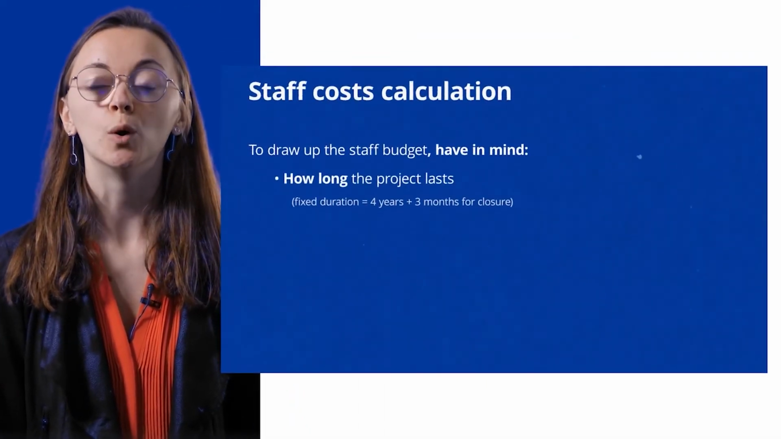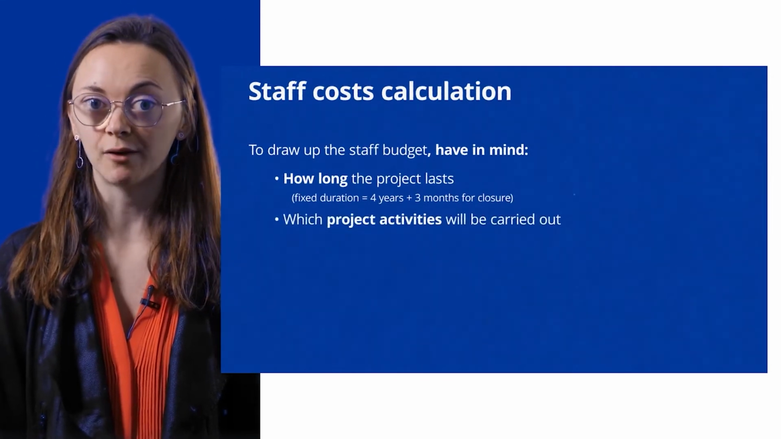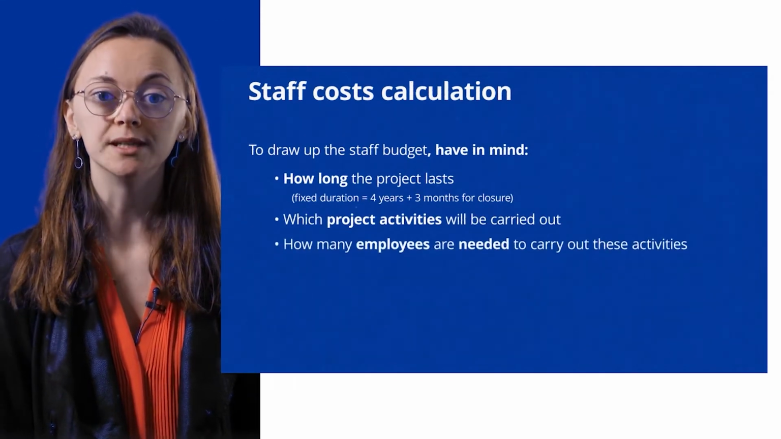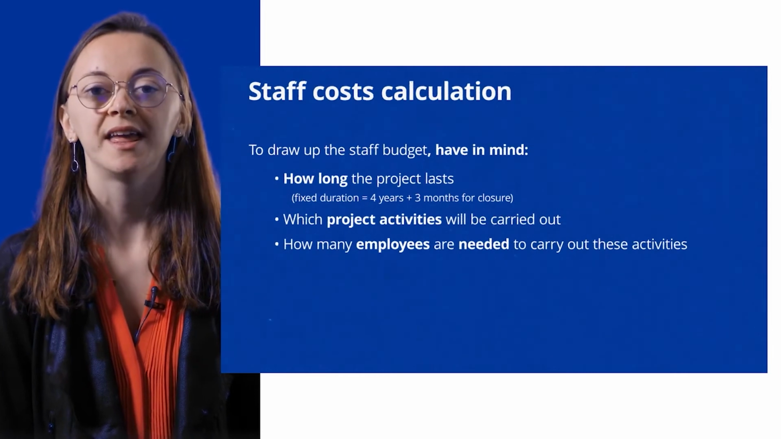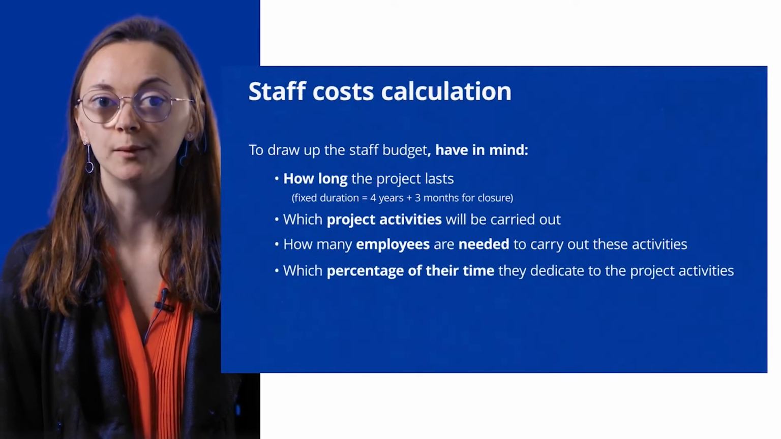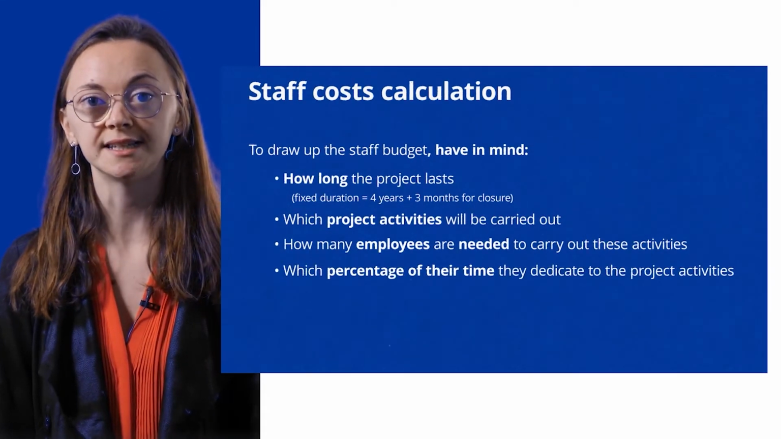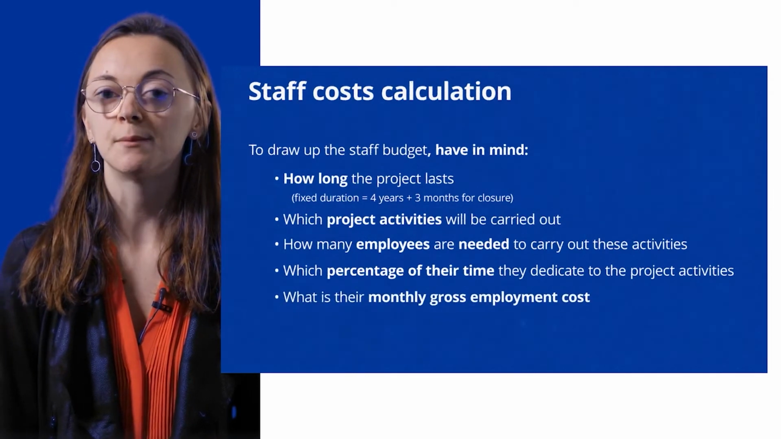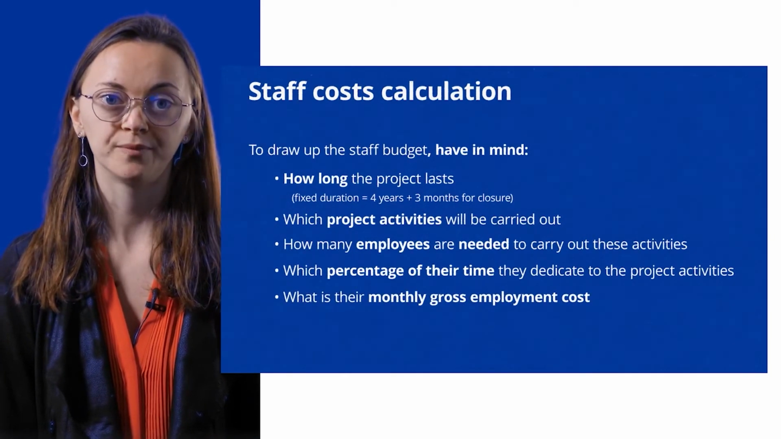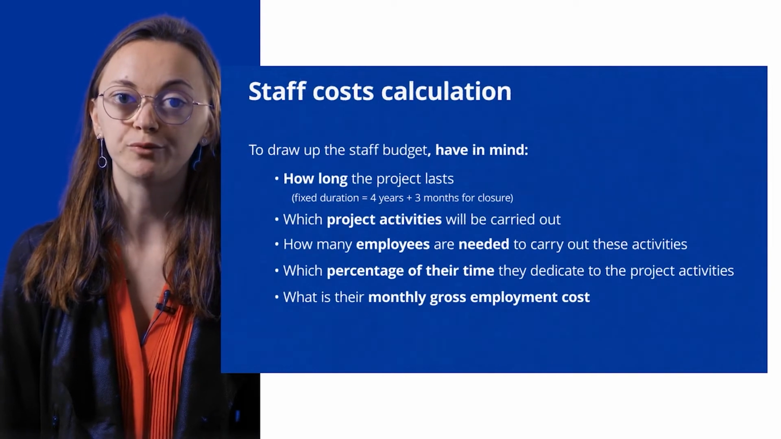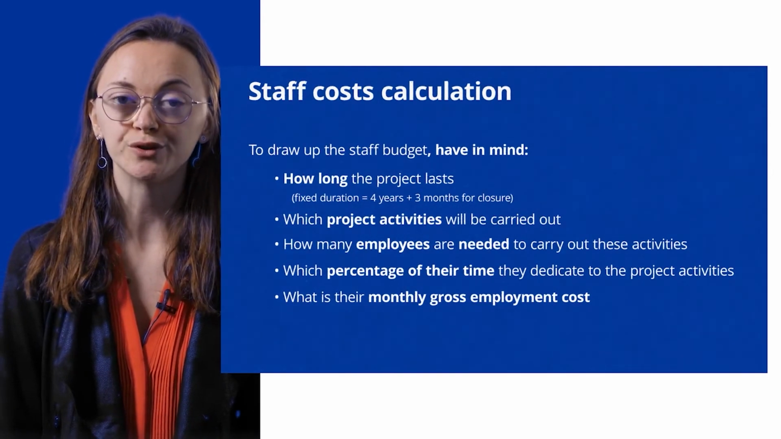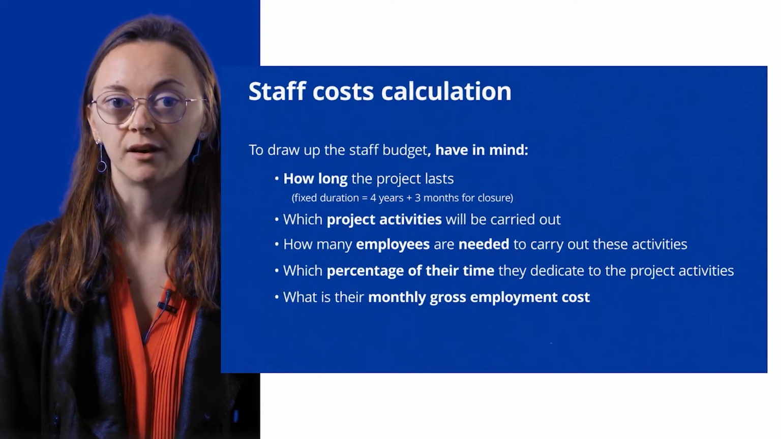In order to plan your staff cost budget, you should have in mind the following questions. So, which project activities will be carried out and how many employees will be needed to carry them out? Then, which percentage of their time will they need to dedicate to the project activities? And what is their monthly gross employment cost? You should also have in mind the project duration, which is 4 years for all, with the 3 months closure.